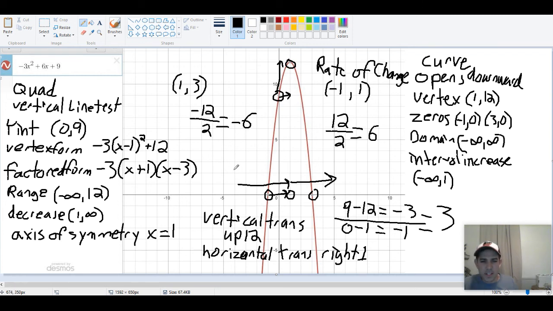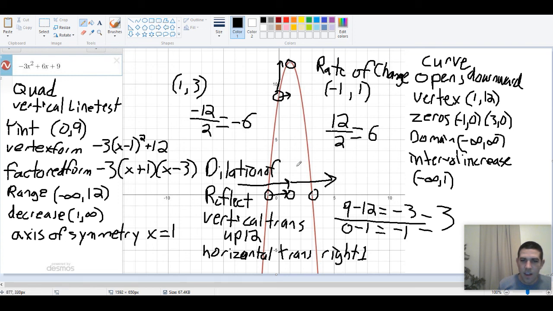What other transformations have happened? Well, I see a negative in front of all of my a values, so I know this is reflected. Reflected because of the negative. I also can see that this parabola is upside down. It reflected. There's got to be another transformation. There's always 4. Oh, the a value is 3. That means that it dilated. Dilation of 3. That makes it narrow.